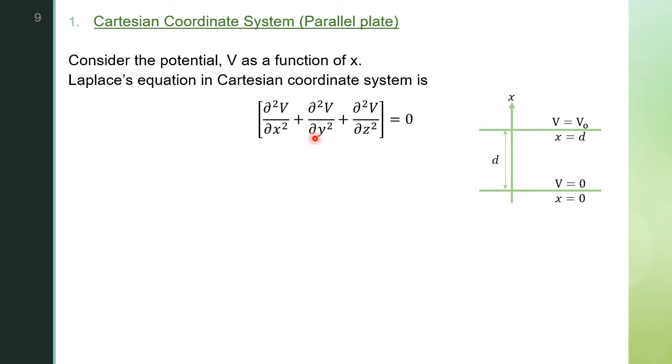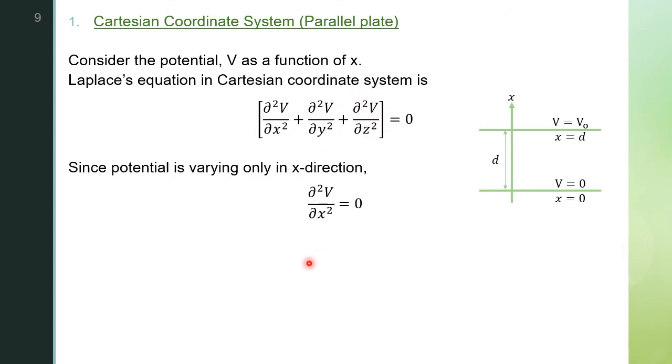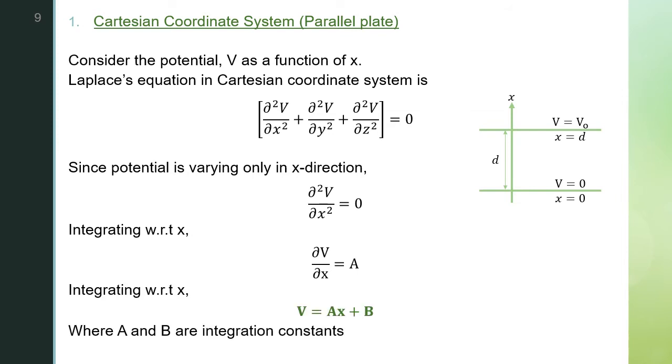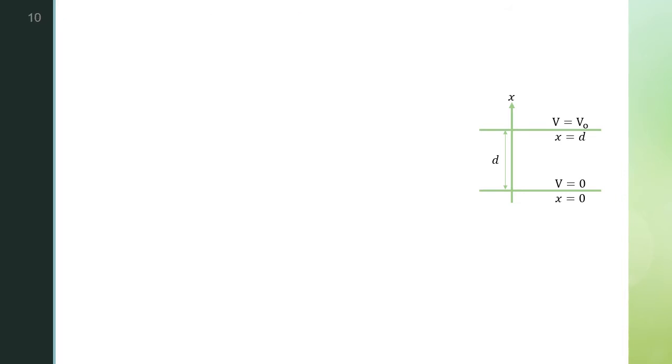the terms ∂²V/∂y² and ∂²V/∂z² are equal to 0. Hence, the equation becomes ∂²V/∂x² = 0. This equation can be solved by integrating with respect to x. While integrating, you will get ∂V/∂x = a. Now to solve for V, integrating again with respect to x, we get V = ax + b, where a and b are called the integration constants.